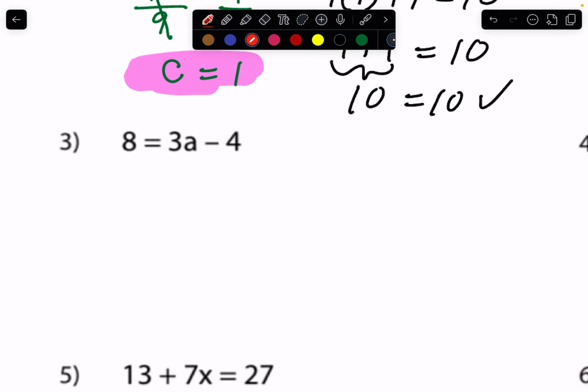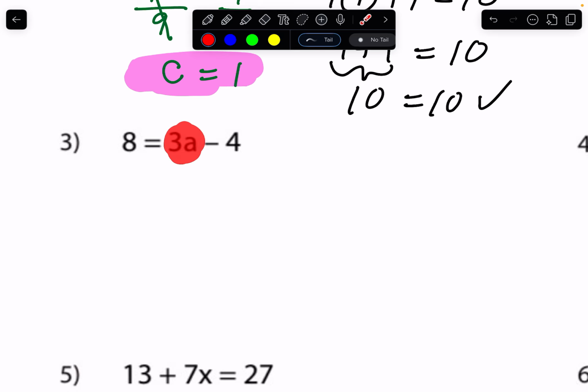Okay, let's try number 3. Here we have 8 equals 3a minus 4. So what this is saying is that I have 3 times some number, minus 4, is going to give me 8. Okay, so I want to get everything away from this term. Why specifically? Because it has this variable. Then get rid of that number in front of that variable. The opposite of minus 4 is going to add 4. Okay, I'm adding 4 to both sides.